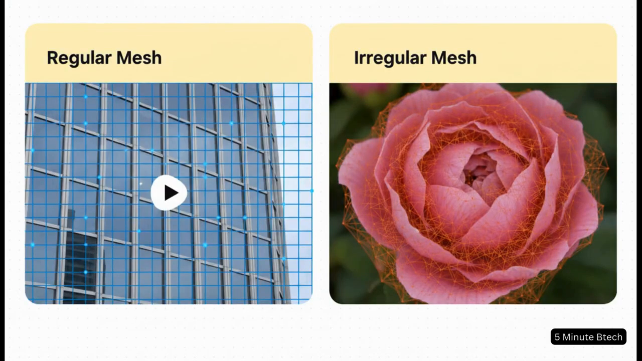Now, not all meshes are the same. You've got your regular meshes, which are these simple, predictable grids. They're great for flat stuff, but where the real magic happens is with irregular meshes. Here, artists can stick points wherever they need to, creating all those organic curves and complex details. And yeah, these are by far the most common type you're going to see out there.